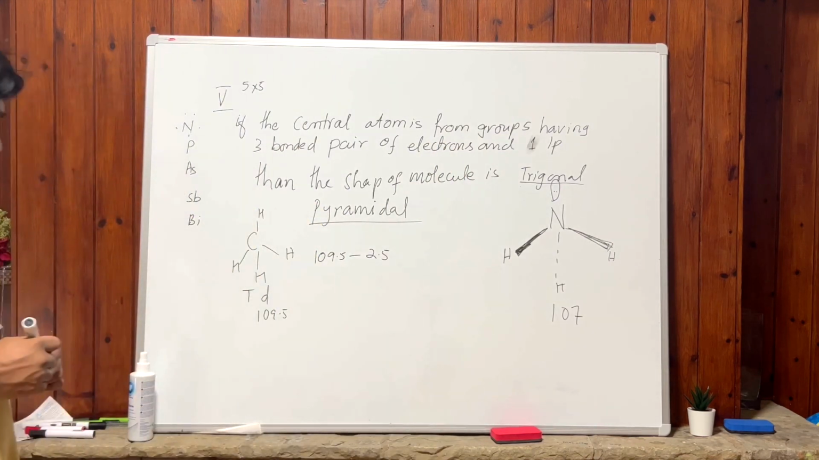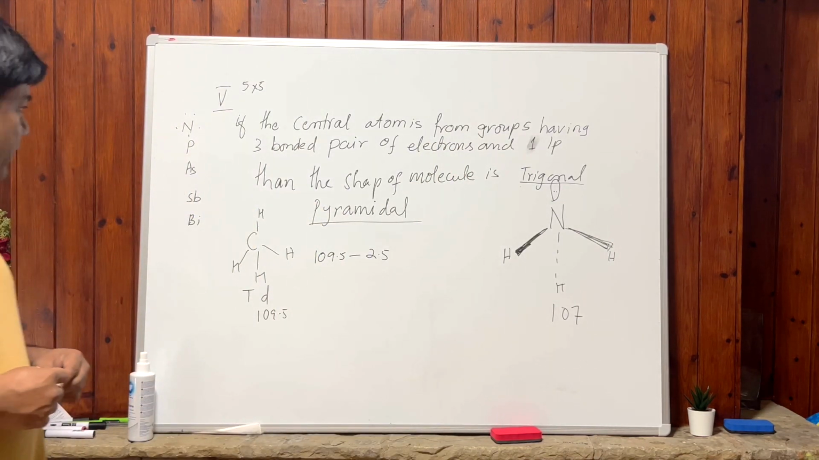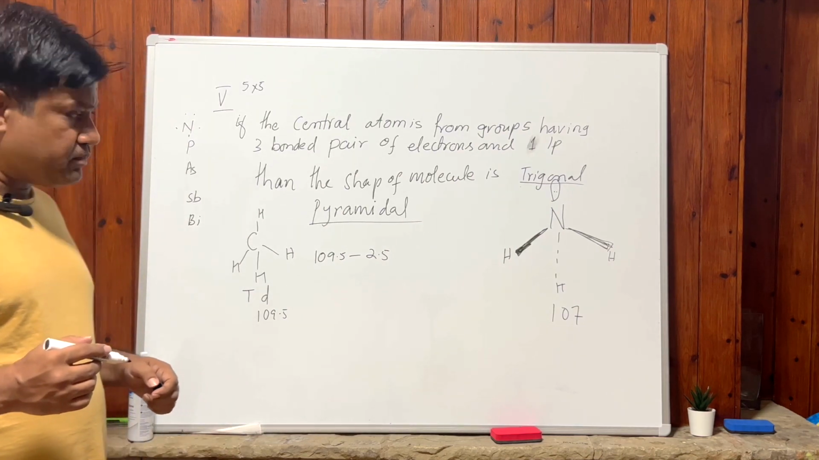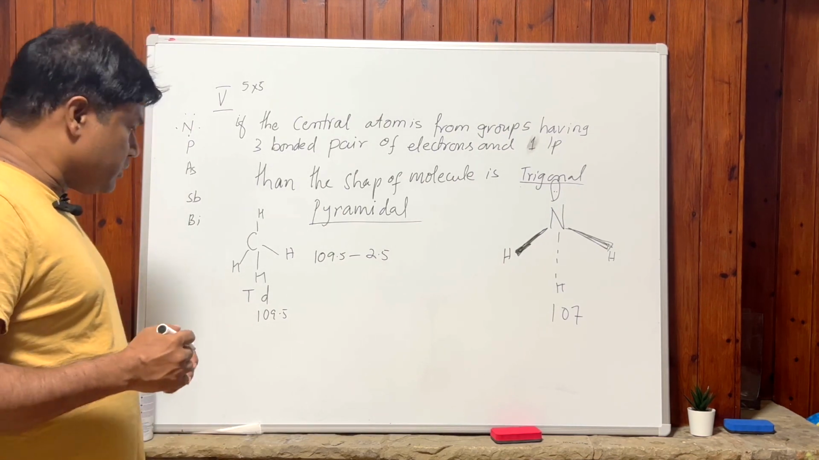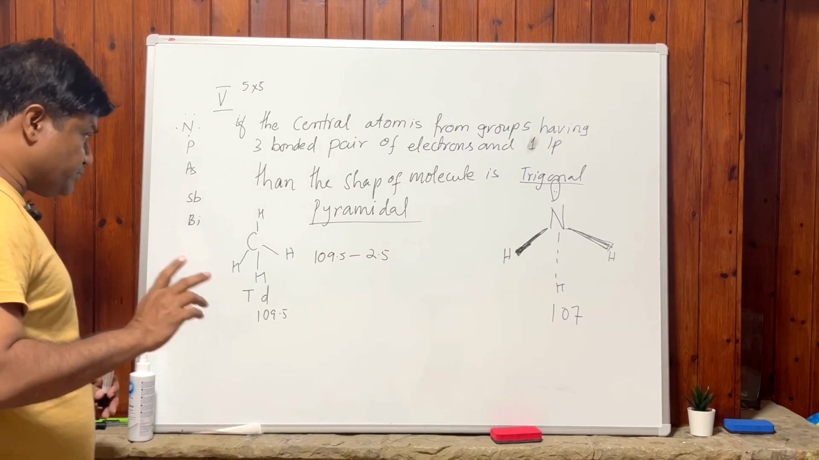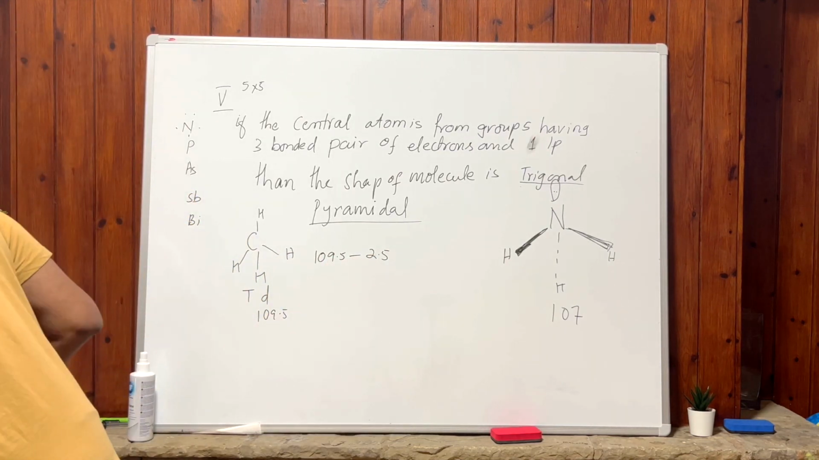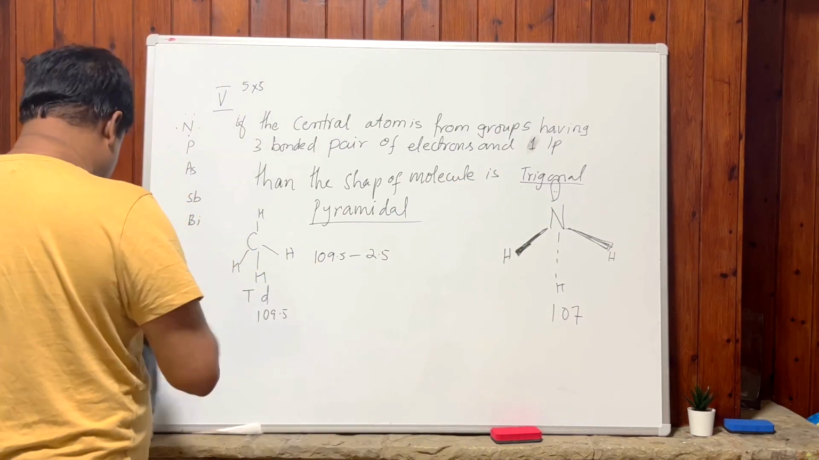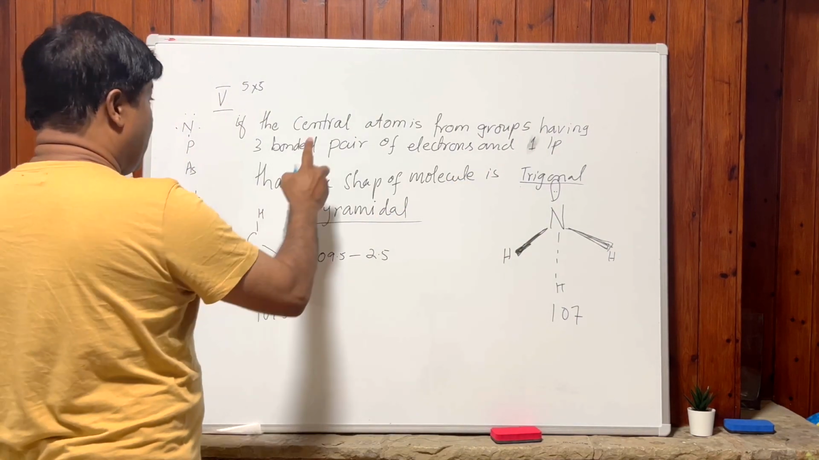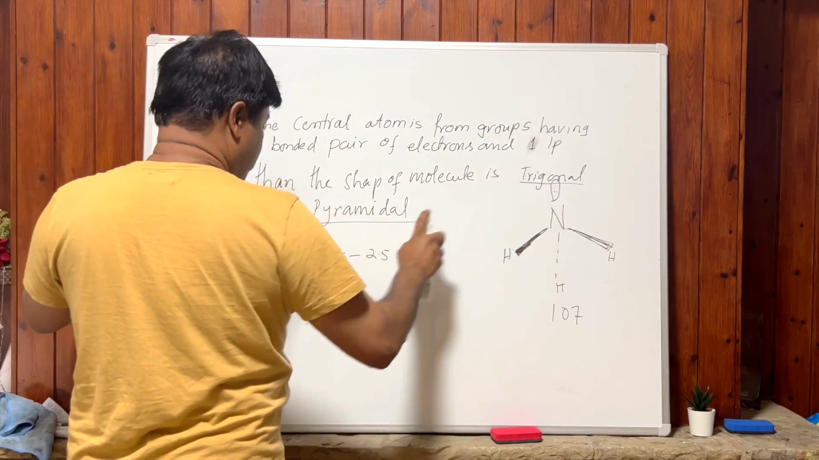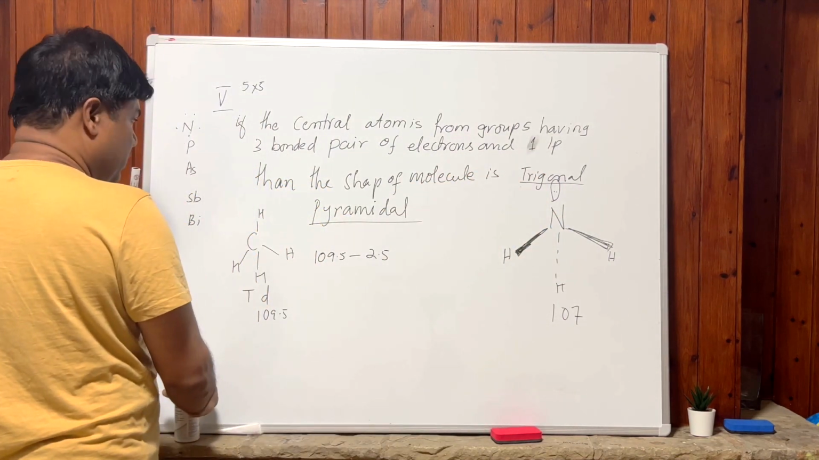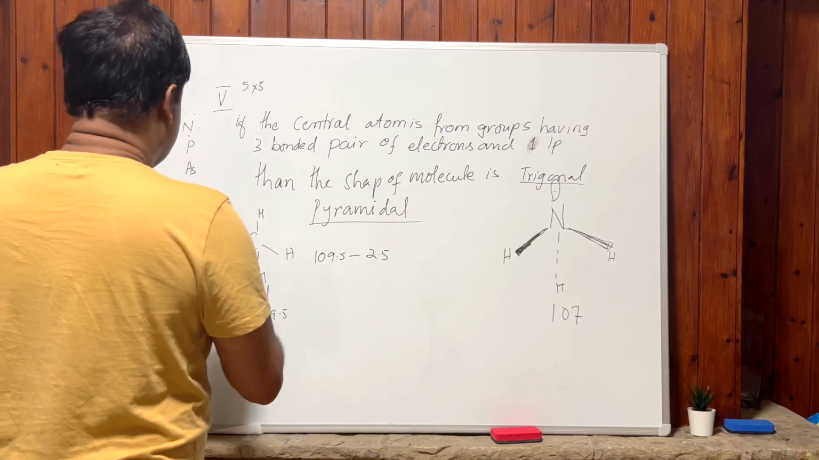Now, see the examples. I can give you 25 examples. Look at that, Group 5 and 5 elements. So, I will give you 25 examples. And all of them have bond angle 107 and the shape is trigonal pyramidal.